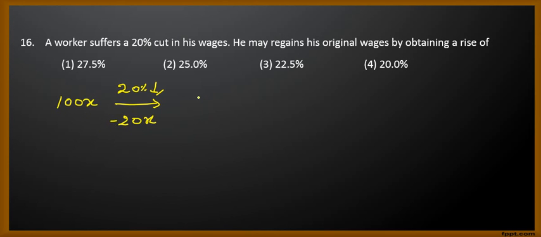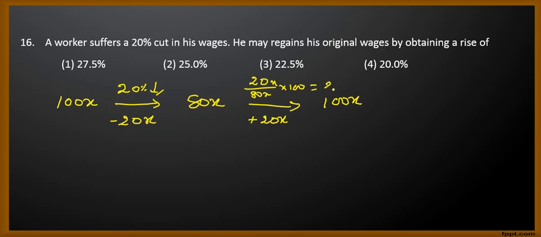Now what is his new salary? 80x. If he has to get his original salary, which is 100x, how much do you have to increase? How much value do you have to add to 80x to get 100x? I have to add 20x. Now this 20x is what percentage of 80x? That is the question. So 20 by 80 into 100 is equal to 25% increase. So to increase it by 25%, option 2.